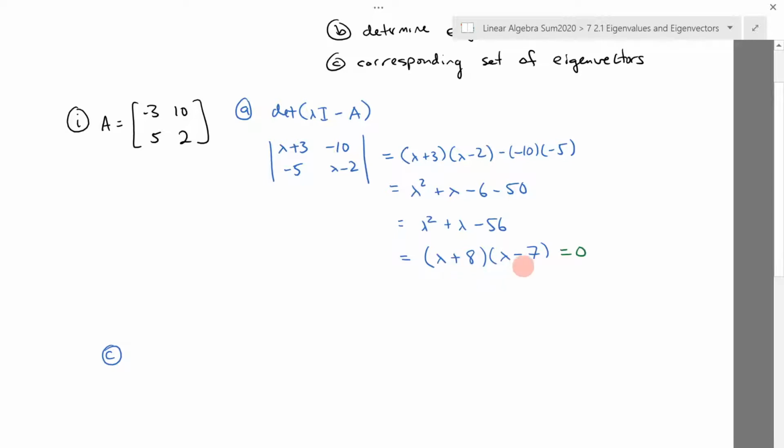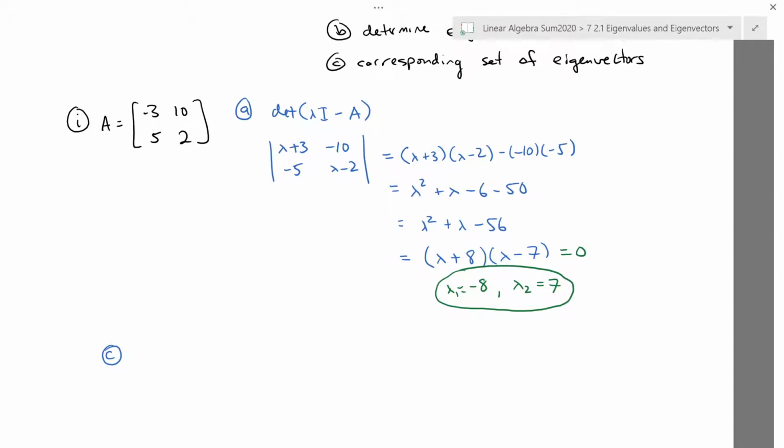And okay, so now each factor will give us an eigenvalue, right? So lambda plus 8 equals 0, so that means lambda is minus 8. Let's call this lambda 1, minus 8. And lambda minus 7 equals 0 means lambda is equal to positive 7. Let's call it lambda 2. Okay, so we have our two eigenvalues, negative 8 and positive 7.